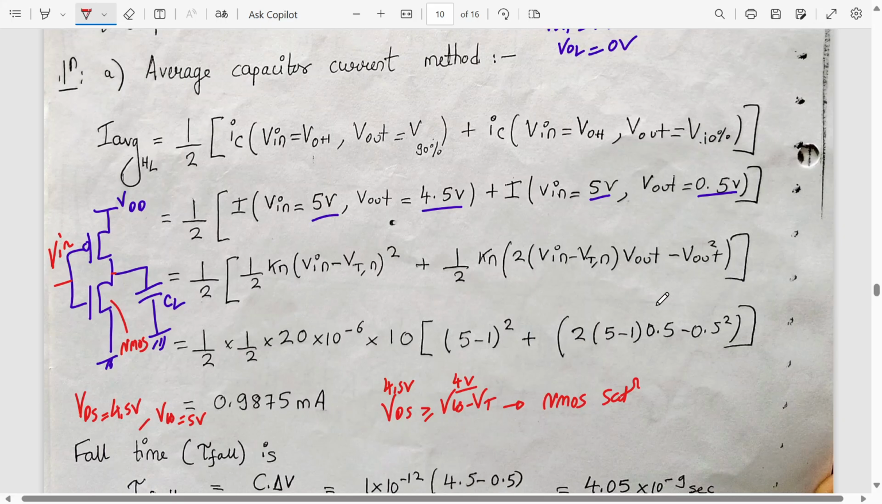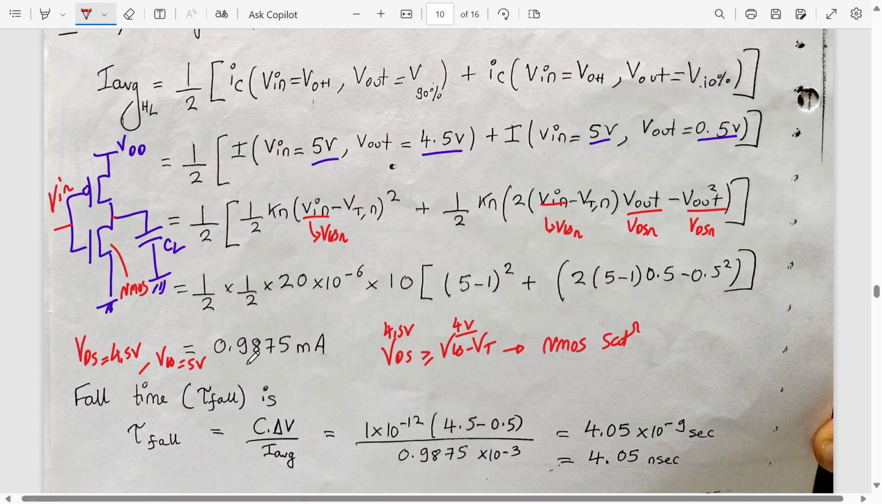Hopefully it should work now. Yeah, so this is nothing but VGS N, this is also VGS N, and this is actually VDS N, which is equal to V out. We have substituted the values. Kn is available, it is 20 micro into 10. V in is available, that is 5 volt over here, and this is 1. Here also we have taken this half out, and we got the current as 0.9875 after calculation.